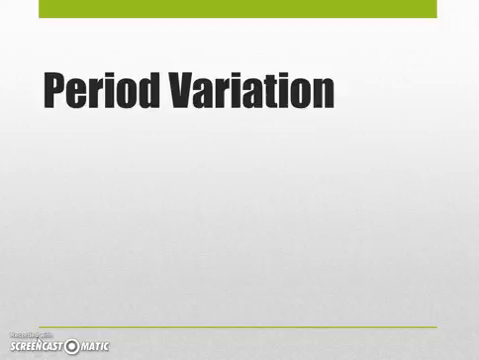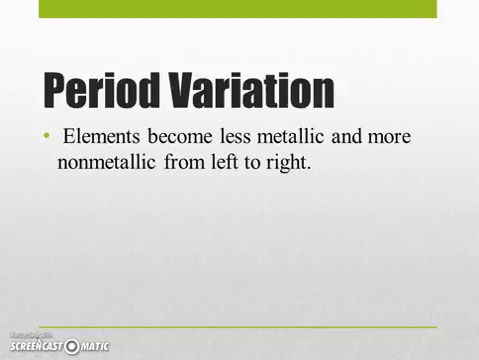We also have what's known as period variation. So as you move from left to right on the periodic table, elements become less metallic and more non-metallic. So all of your metals should be on the left-hand side. All of your non-metals should be on the right-hand side, with the exception of hydrogen.